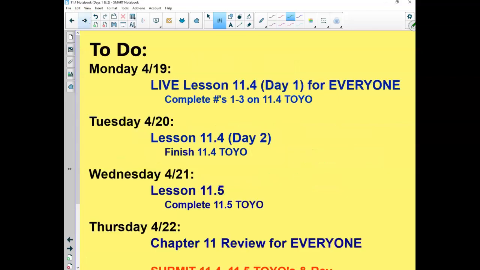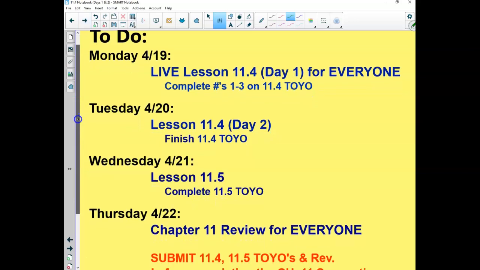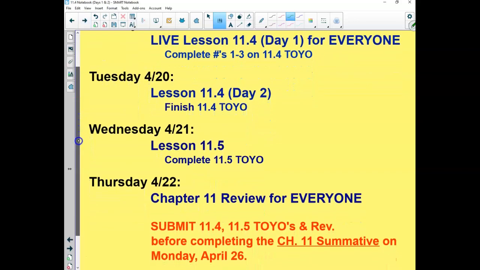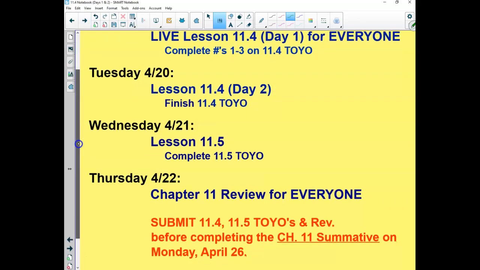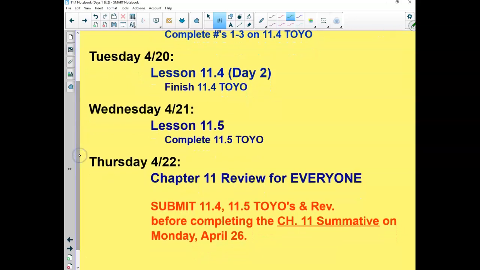So today we're going to do day 1 live for everyone out there, unless they're watching the video. Tomorrow we're going to finish it up, and then you're going to finish your 11.4, try it on your own. Wednesday is lesson 11.5. That is some applications of some rational functions. And we'll have that video for you, and you'll complete 11.5. Then Thursday, we will be working on the review. It's a live session for everybody, so you should be able to ask any questions you have.